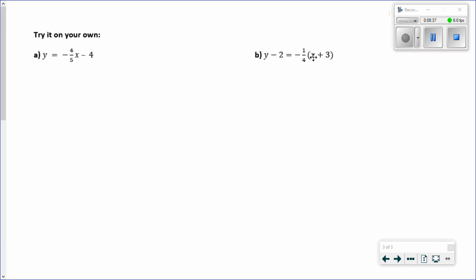So you guys are going to try these two on your own. This one, you're going to have to change to slope-intercept form first. Okay? But if you have any questions, write them down, and I'll be happy to answer them next class.